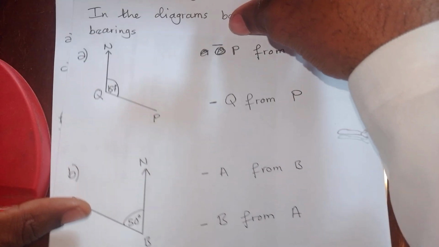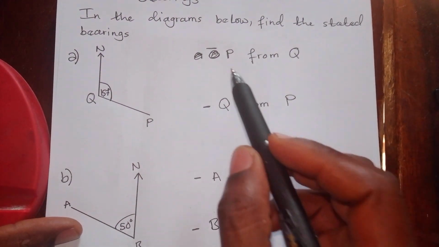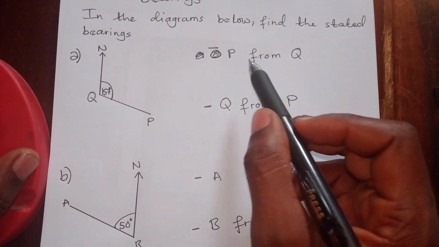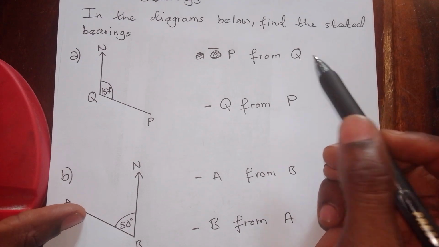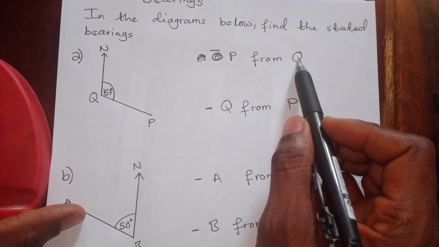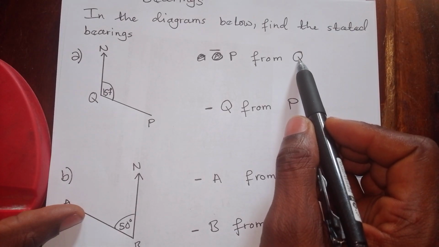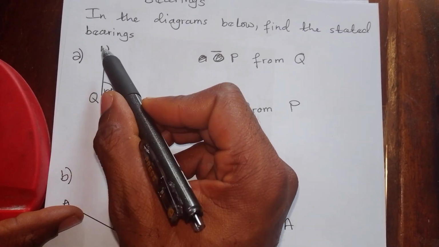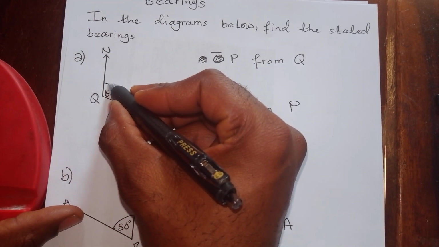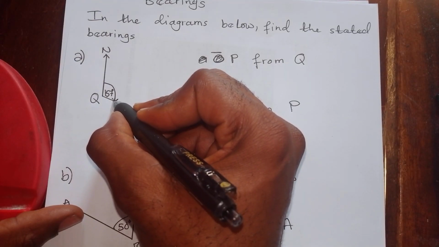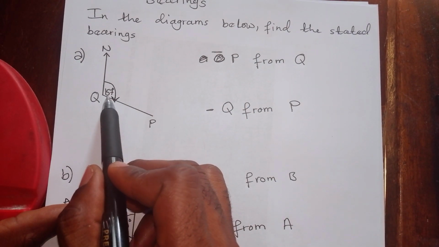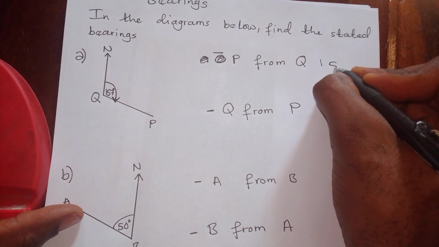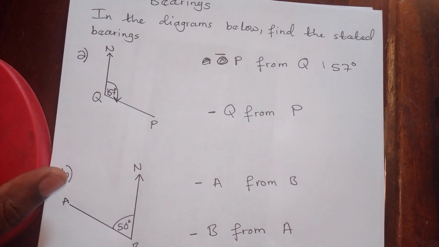So let's start. The first one states the bearing of P from Q. This one is easy. What you do is you go to Q and then you draw a north line if it's not there. Fortunately, we have a north line on Q. So your job here is to draw an arc from here to there. We already have one, so your job is to just state whatever you've been given there. So this angle here is 157 degrees, and that's your answer.